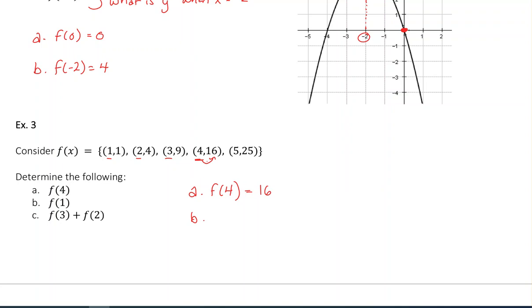B. Where is f of 1? So you find where x is equal to 1. That is right here at the start. What is the y value associated? That's 1 as well. And lastly, what is f of 3 plus f of 2? Well, first of all, let's figure out what those two things are. f of 3 is equal to 9, because there's x equals 3, y equals 9. f of 2 is here, and that is equal to 4. I simply want to add those two numbers, 9 plus 4, and you get 13, which would be your answer.